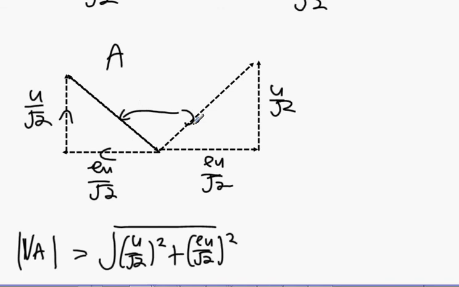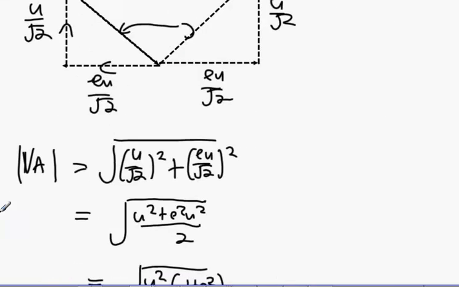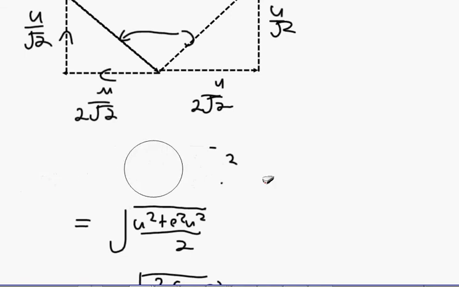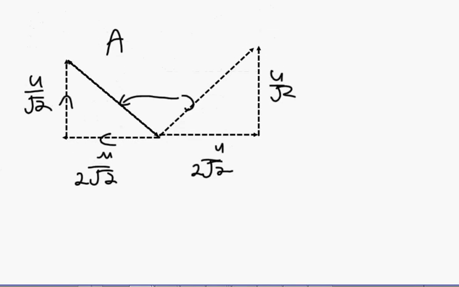Now, what we can do is replace E. Oh, sorry, E is a half. So if E is a half, this here will become U over 2 root 2. This one here will also become U over 2 root 2. What we could do here is label them. They're both actually a tan alpha, aren't they? They're both actually the same angle. So let's call it alpha, and this can be 180 minus 2 alpha.